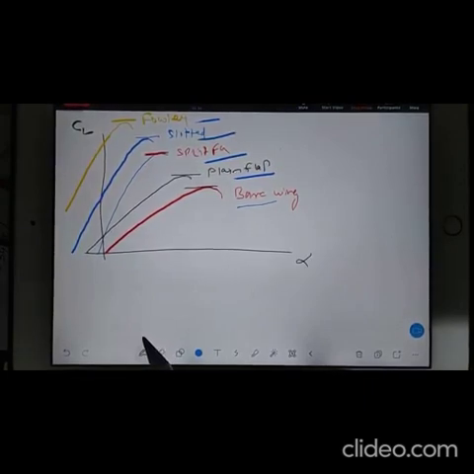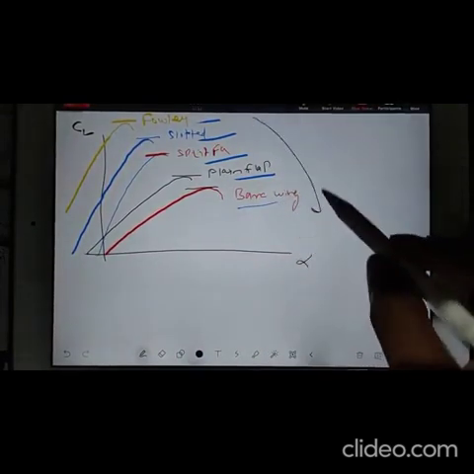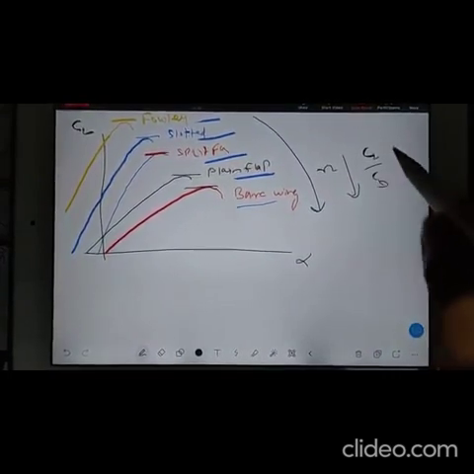And if you talk about efficiency, then of course, in the same way they have efficiency also. So you can also write eta decreases, meaning efficiency is decreasing. It means CL by CD is decreasing.